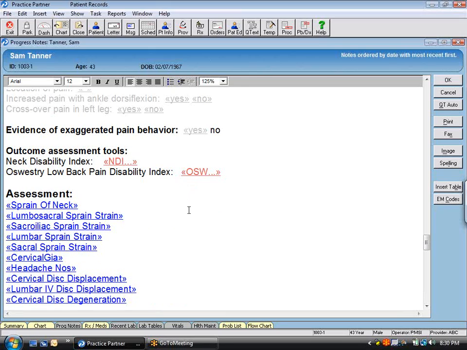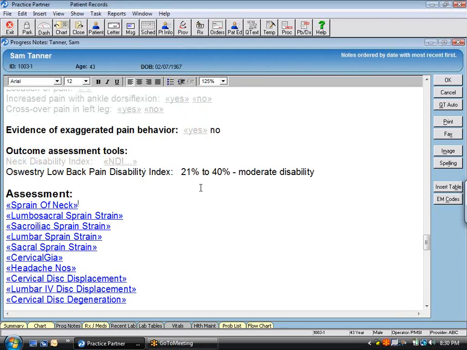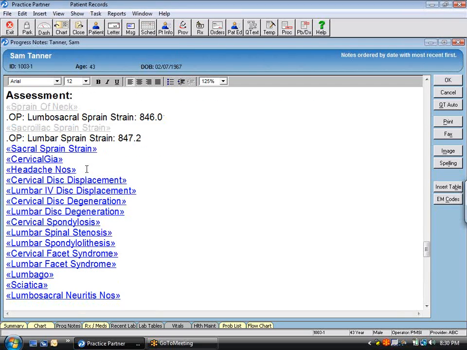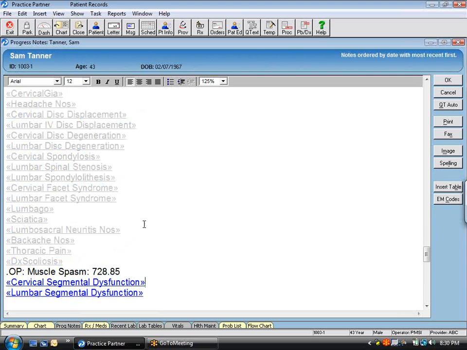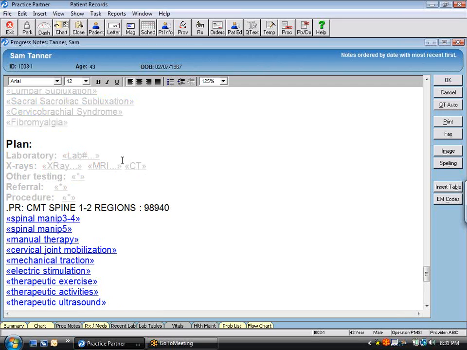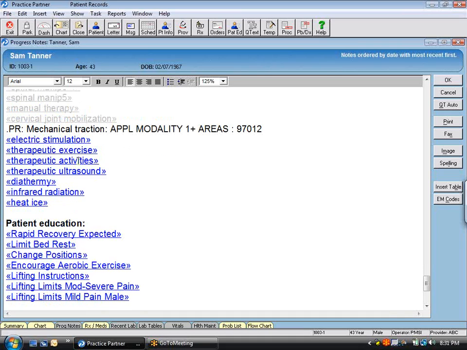When the patient initially presented to the clinic, our front desk staff presented him with the Oswestry Low Back Pain Disability Index, which he scored at 21 to 40%, which indicates moderate disability. And as we select our assessment, we will select lumbosacral sprain and strain, lumbar sprain and strain, and lastly, muscle spasms. Our plan will include spinal manipulation, 1 to 2 regions, mechanical traction, and therapeutic activities.